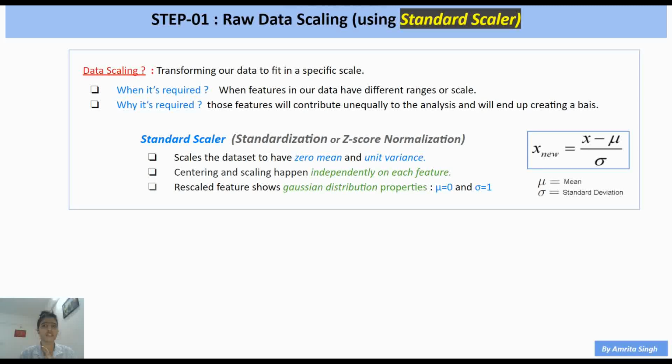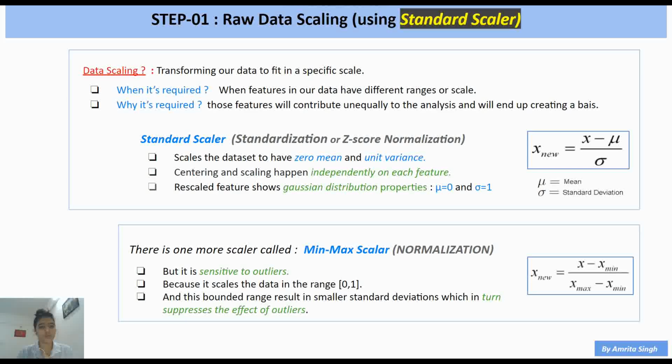As I said, standard scaler is also known as standardization or Z-score normalization. Z-score, why? Because it scales the dataset to have zero mean and unit variance. After scaling, the data shows Gaussian properties. This centering and scaling happens independently on each feature. So if you have 11 features in your dataset, then you have to apply this standard scaler on each feature.